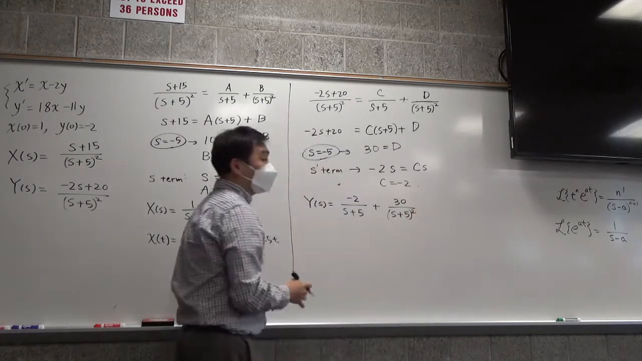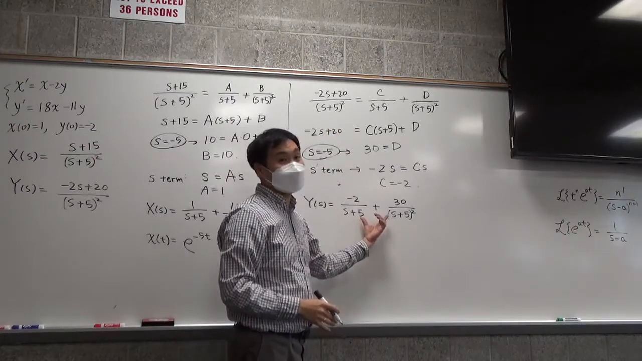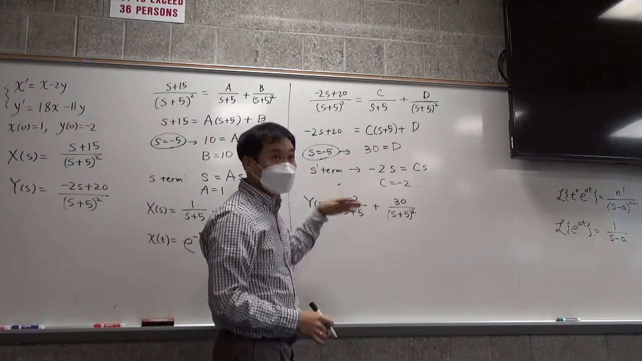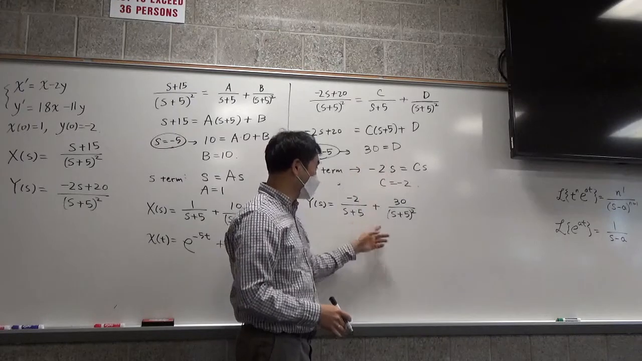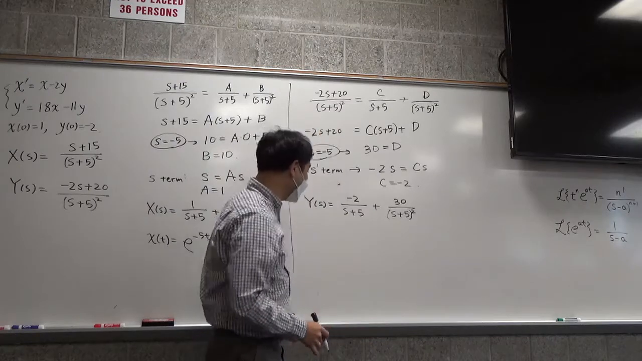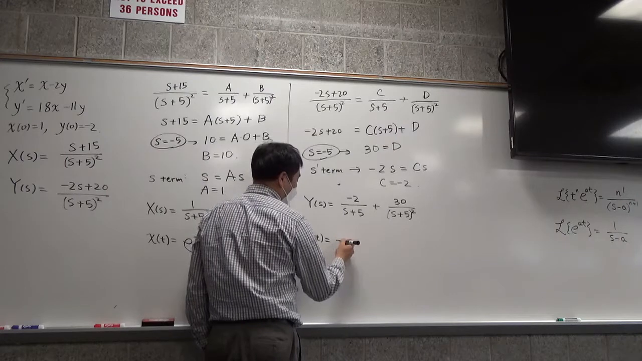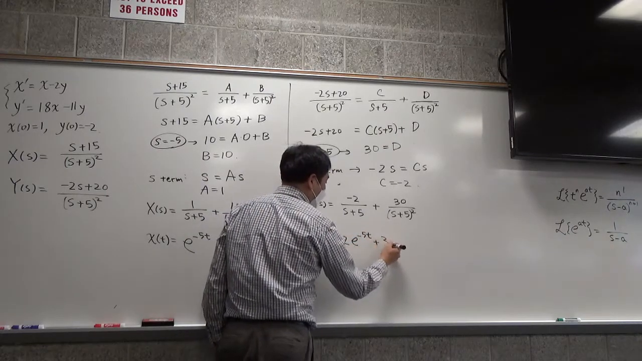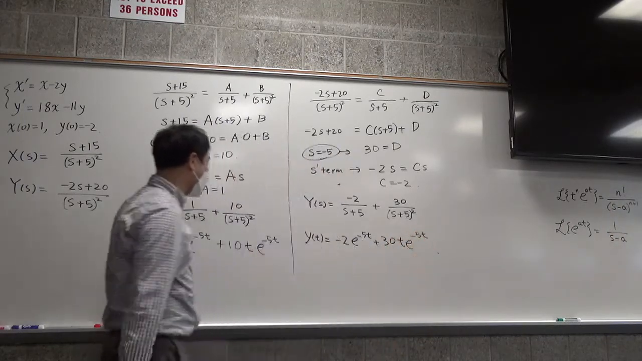And if you're curious that indeed this is the same as this, just combine into a single fraction. You will see that indeed you get the same thing. Okay? That's how you check your calculation during the exam. If you weren't so sure about the values that you got and you want to check whether you got it right, just combine it into a single fraction, see if you get this one. Right, anyways, that means what's y of t? Negative 2 e to the negative 5t plus 30 t e to the negative 5t. So those are the answers.